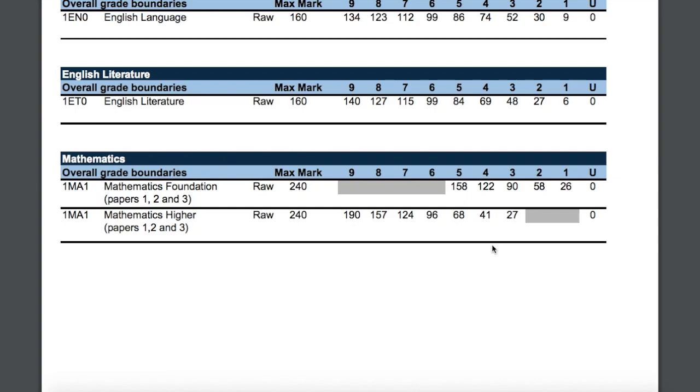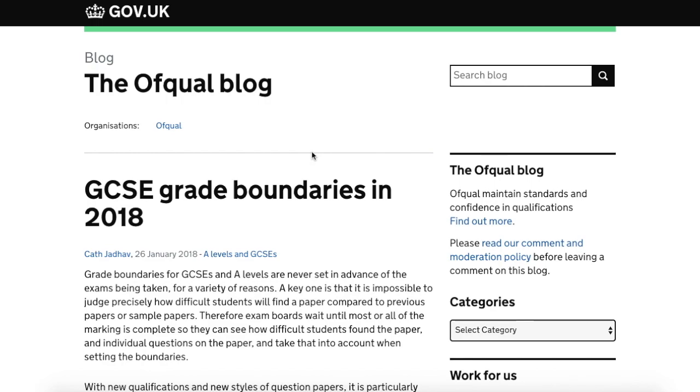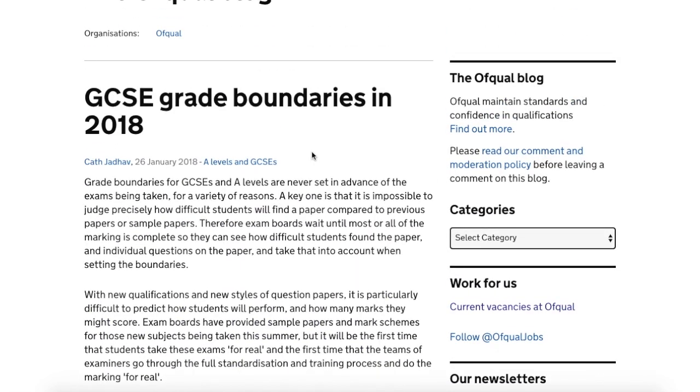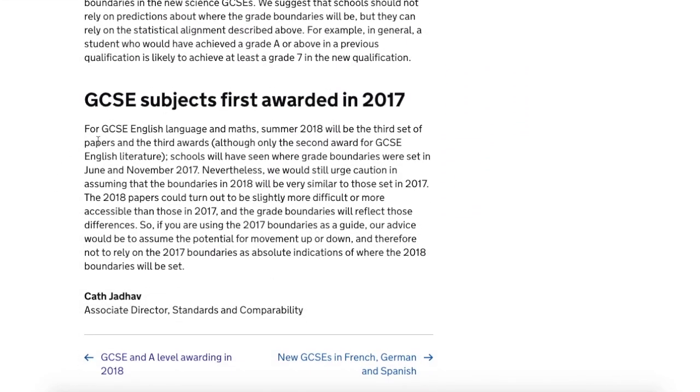We know generally what to expect this year. They'll be fairly similar. However, Ofqual, the government agency that monitors exam boards, has put out a blog in January, and this is talking about the grade boundaries in 2018. And they put out this statement about GCSE subjects first awarded in 2017. So it says, for GCSE English Language and Maths, summer 2018 will be the third set of papers and the third awards, although only the second award for GCSE English Literature.